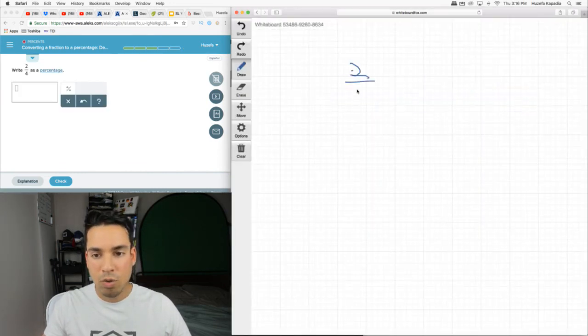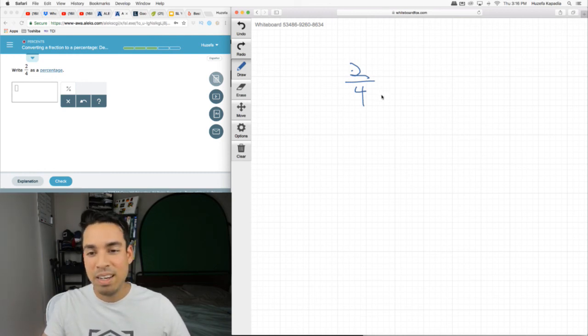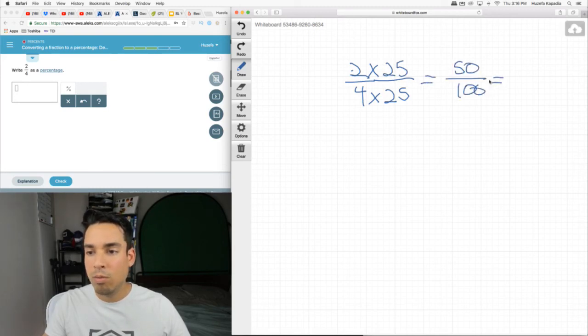Last but not least, 2 out of 4. You might recognize that this is a half, but if you don't, same deal. How do we get 4 to 100? Multiply by 25. Then we have to multiply the top by 25, and we get 50 over 100, which again, 50 per 100 is 50%.